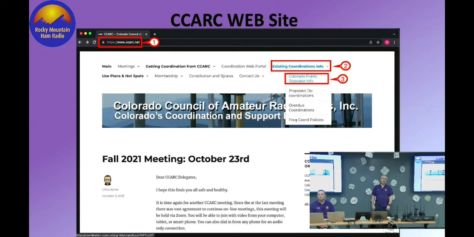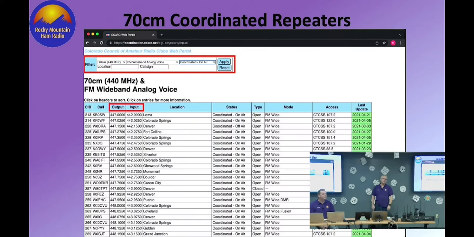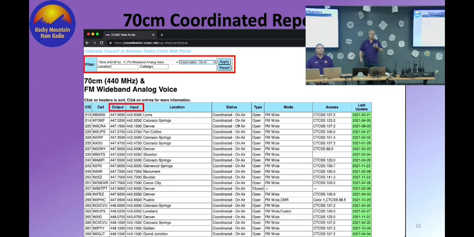But on the right-hand side, you can see the little boxes for 2 and 3. You can download a sheet of all of the coordinated repeaters in Colorado. And on this particular one, I did the filter down to get the UHF. I put it in Excel and was mainly looking at FM wideband to get some of the frequencies and some of the access information.